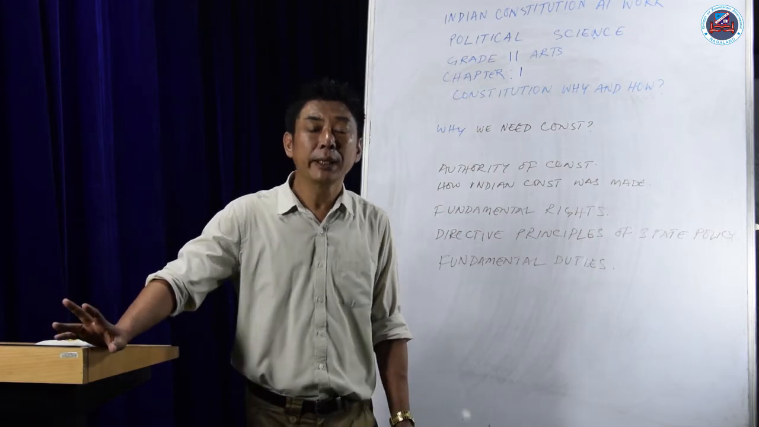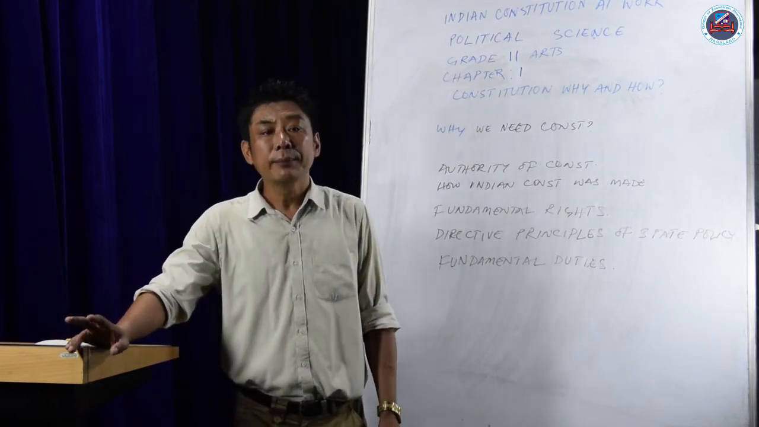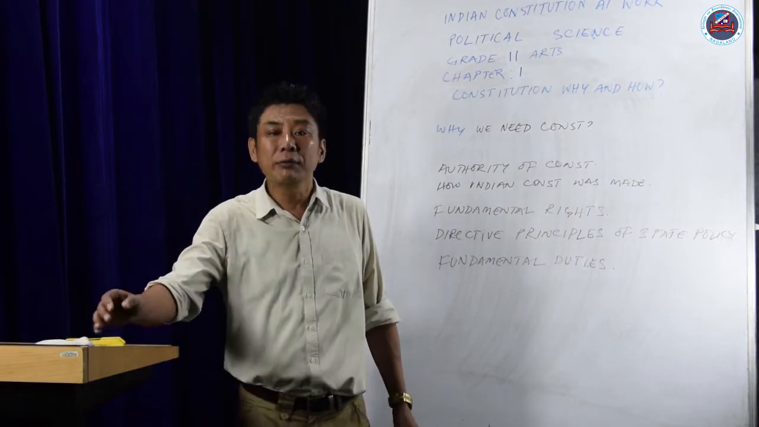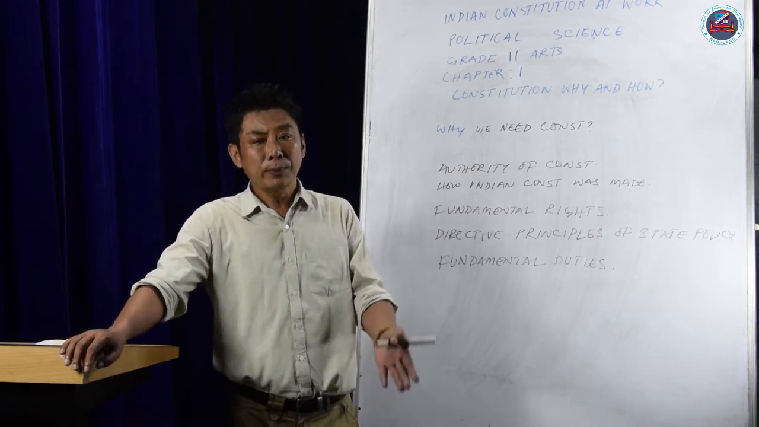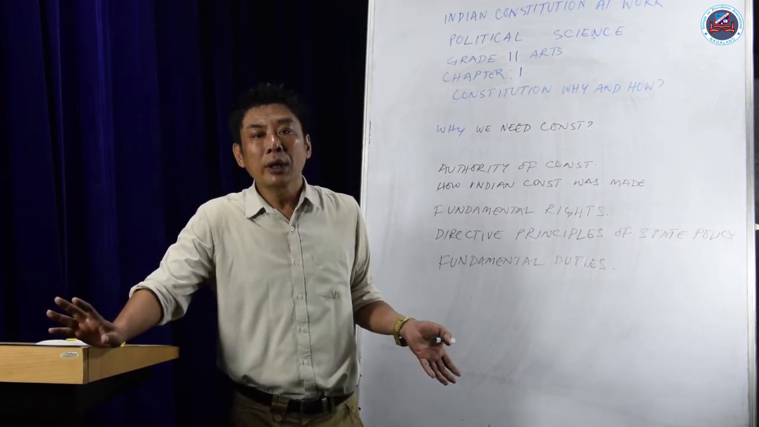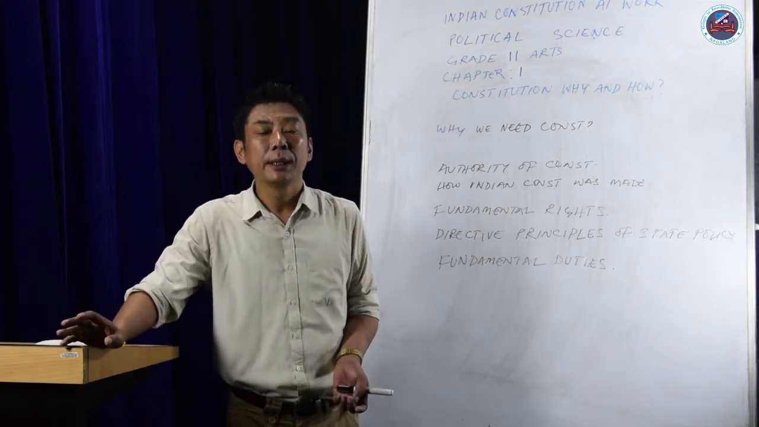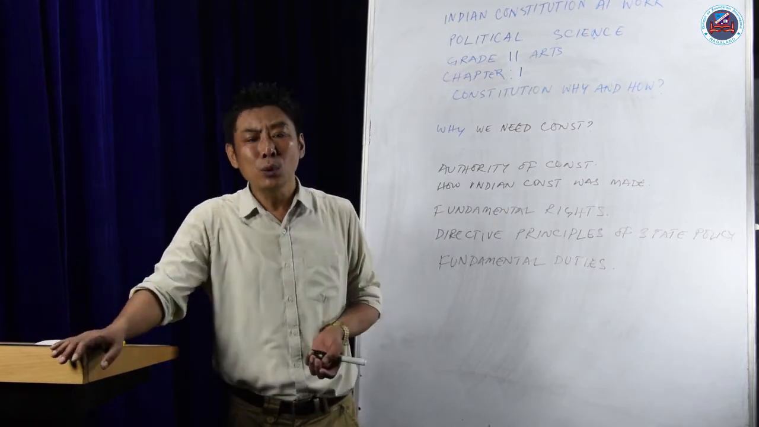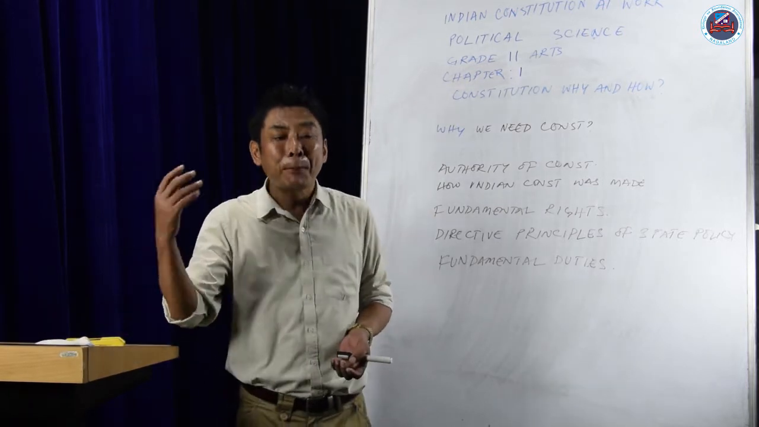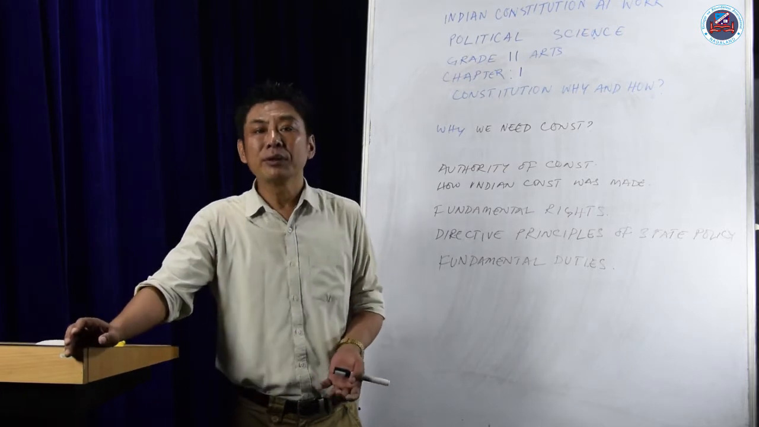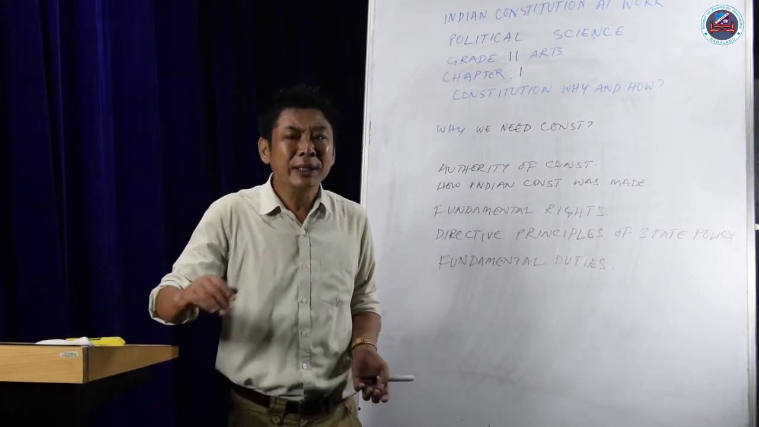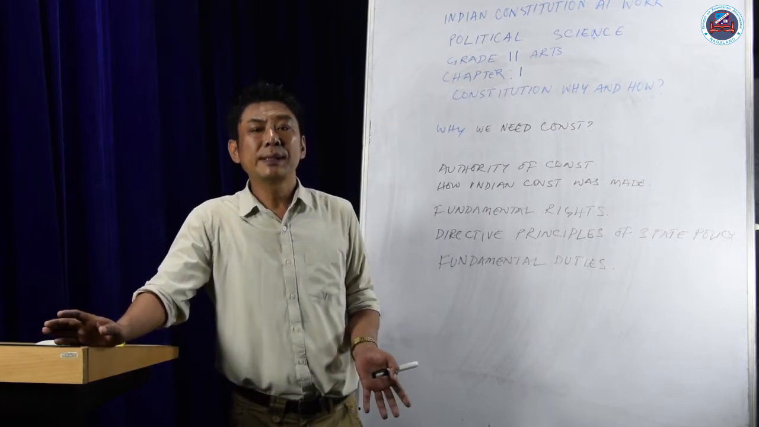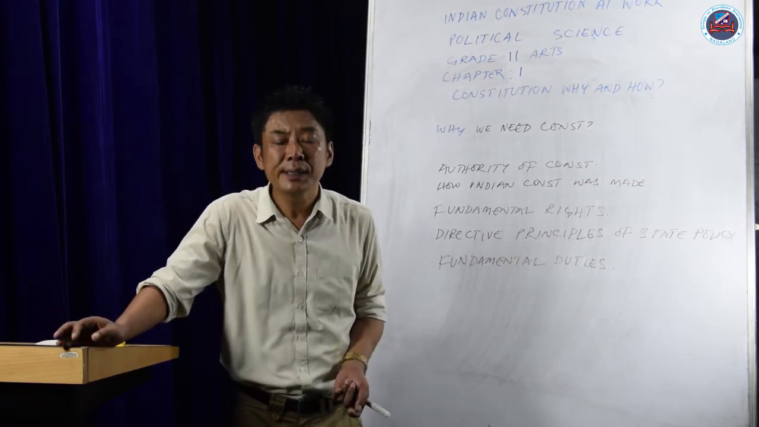You have been learning in your lower classes what the Constitution is. If I remember clearly, in grade 9 there is a chapter on the Constitution. So this will be a revision of what you have learned in grade 9. I'm very sure that you all are aware of what a Constitution is. To remind you once again, a Constitution is a set of laws that determines the powers and duties of the government and also guarantees certain rights to its citizens. So that is the simplest definition of a Constitution.